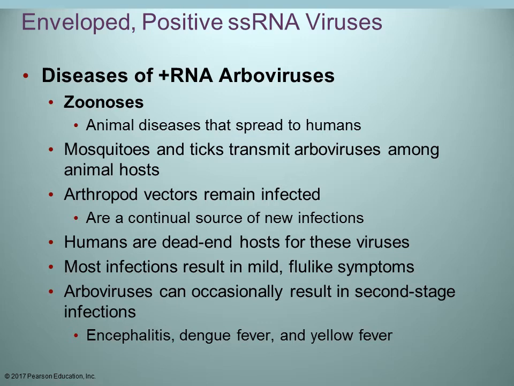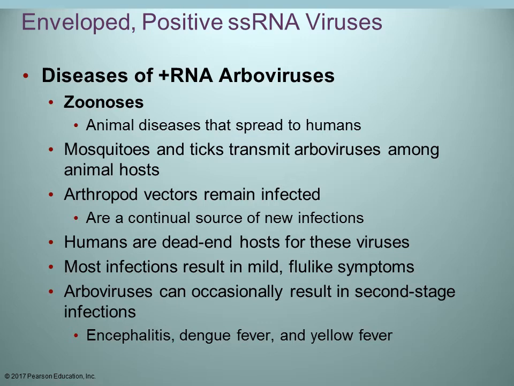Diseases of the arboviruses. Zoonoses are diseases that are animal diseases that spread to humans. Often they are transmitted by mosquitoes or ticks, and that's how it gets from an animal host to humans. The insect, the arthropod, is called a vector because it's transmitting it from one animal to another. It remains infected, so they can be the source of several new infections. Infections tend to be mild, kind of flu-like symptoms in most cases.